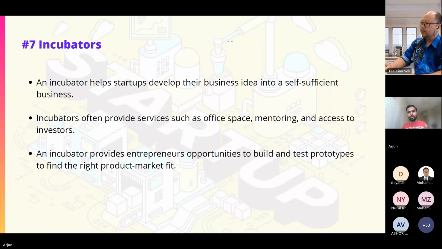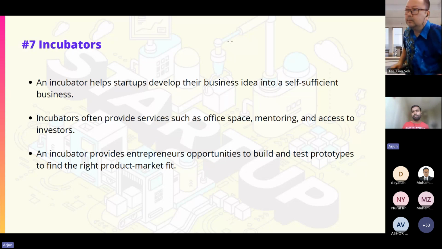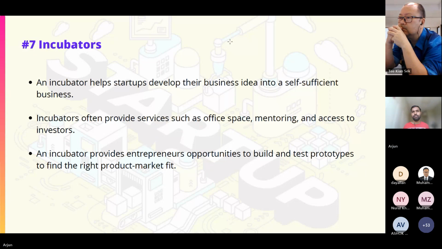So finally, there are some places where you can get help. So we have seen a lot of things, right? You may be thinking, okay, this is too complex for me to understand, too complex for me to do. Where can I get help? Where can I get guidance? This is where these incubators come into the picture.